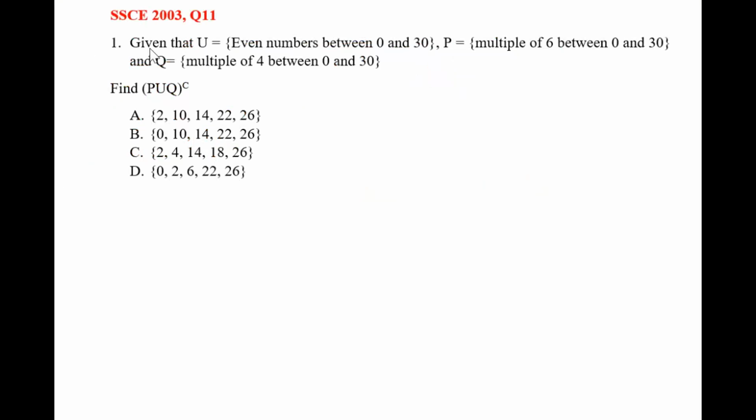The first question is, given that the universal set is even numbers between 0 and 30, P is the set of multiples of 6 between 0 and 30, and Q is a set of numbers that are multiples of 4 between 0 and 30 as well. Okay, we have our universal set U to be a set of even numbers between 0 and 30.